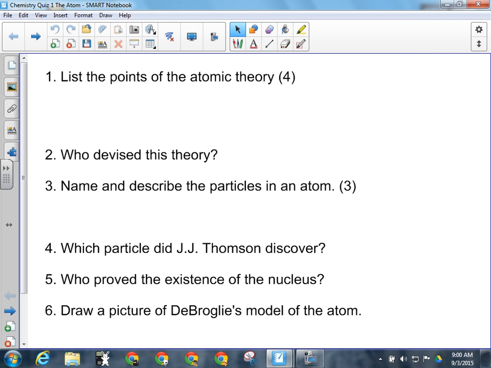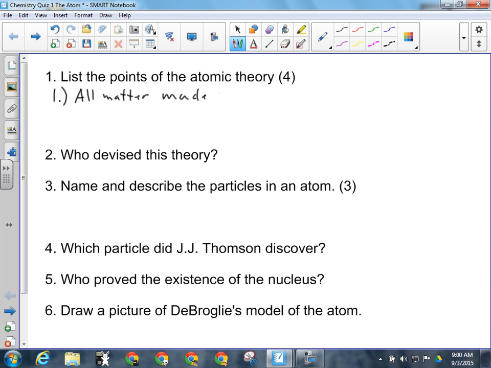All right, guys, so let's go over this. Question number 1, list the 4 points of the atomic theory. Obviously, it's out of 4. Our first point: all matter is made of atoms. If they have something along those lines, that's good enough. That's essentially the idea of the first point, that all matter is made of atoms.